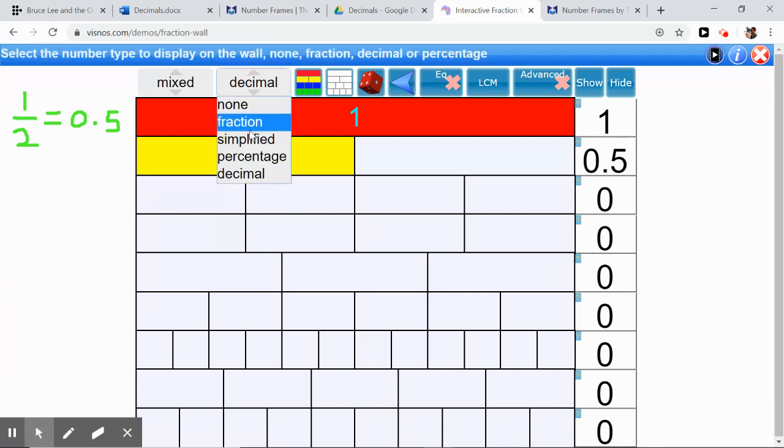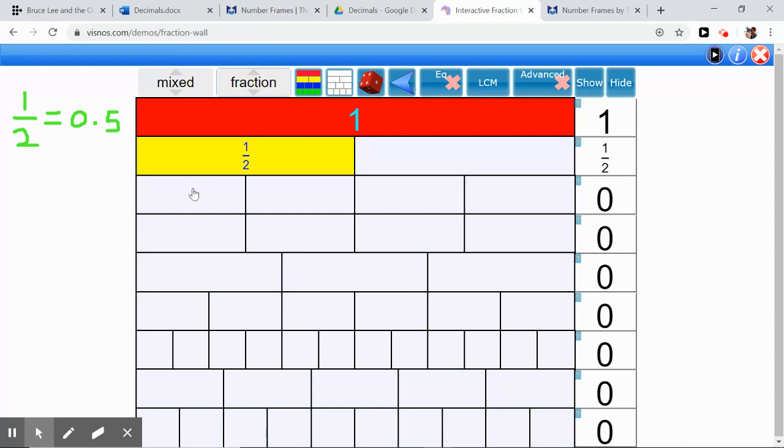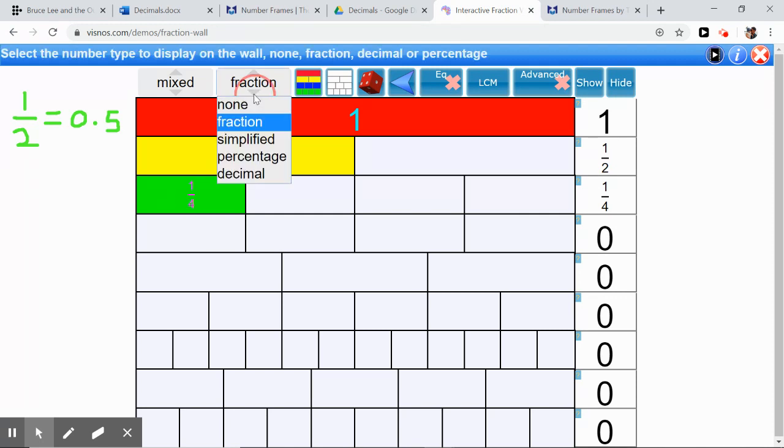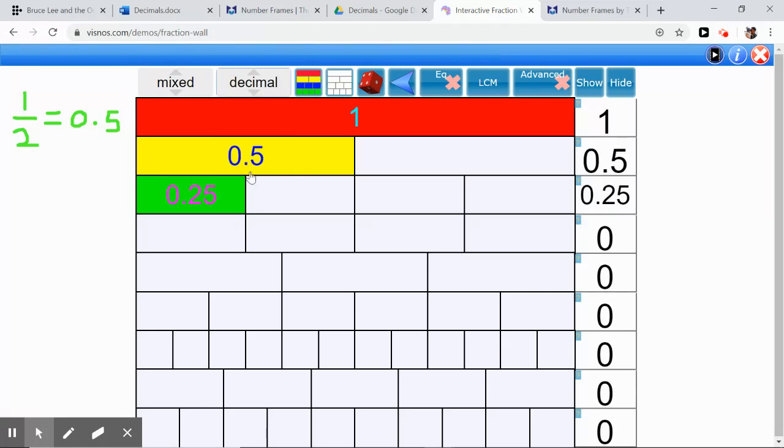Let's go back to fraction. If I click on this one here, what fraction will show? Let's see. 1/4. Now I'm going to go to a decimal. What decimal number do you think it might show? Let's see. 0.25. So let's just write that down.